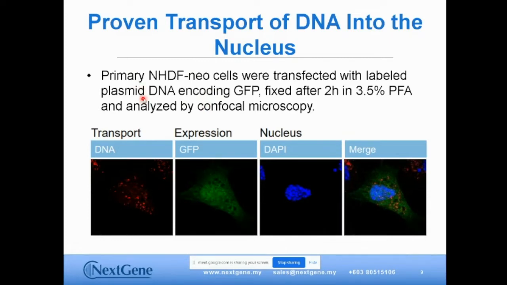In this in-house testing, we're using a plasmid DNA labeled with a fluorescent dye, so the plasmid DNA is red. Also, inside the plasmid DNA, we are coding a green fluorescent protein. So once the plasmid DNA is inside, you produce green fluorescent protein in a living cell. Then after that, we use DAPI dye to stain the nuclear DNA. When we overlap the three dyes, we are showing that the plasmid DNA is inside the nucleus, and expression of green fluorescent protein is happening.